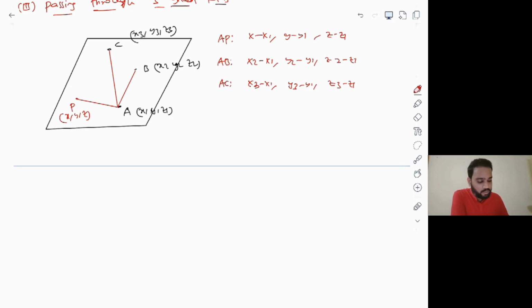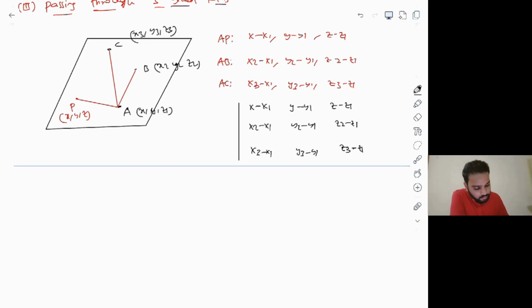Now just apply the det of this is equal to 0. Because whenever we have three coplanar vectors, what's your idea? Determinant of all the coefficients should be equal to 0, right? So that's the logic behind this. So det of x minus x1, y minus y1, z minus z1; x2 minus x1, y2 minus y1, z2 minus z1; and x3 minus x1, y3 minus y1, z3 minus z1 is equal to 0. On expanding this determinant, you are going to get the equation of the plane passing through these 3 points here.